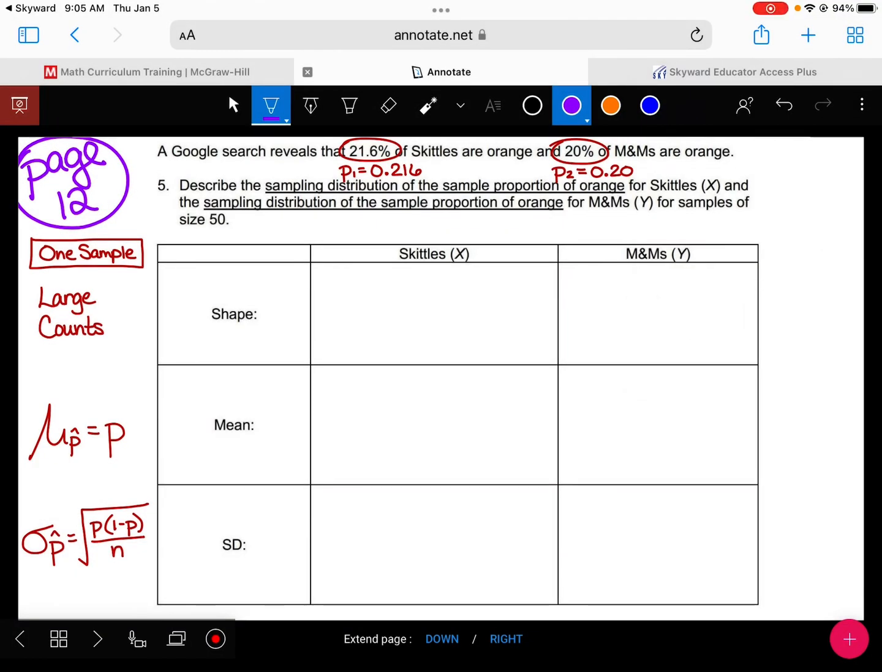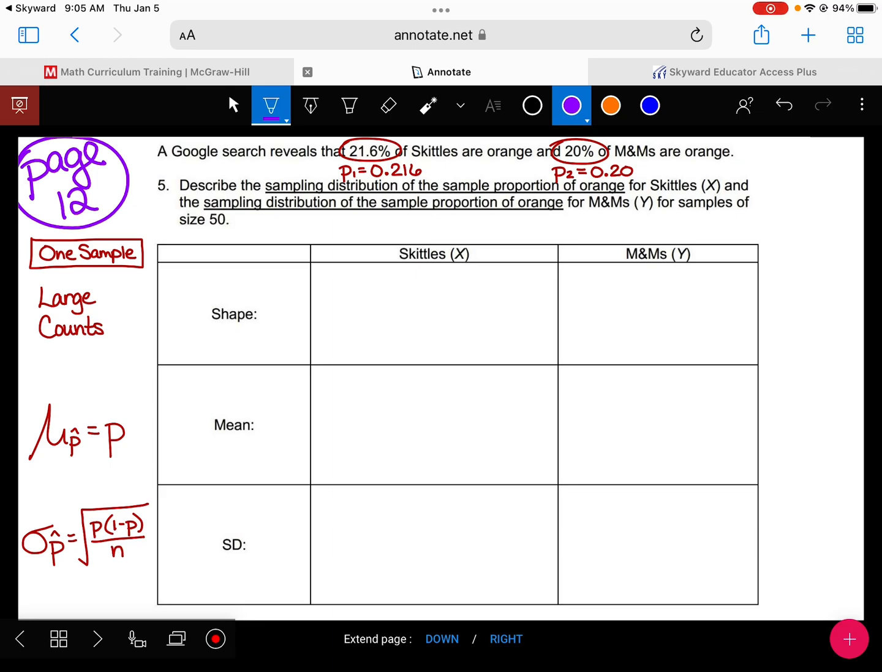The shape for Skittles is approximately normal because when I do n times p, I get what? 10.8, which is greater than or equal to 10, so we're good. And when I do n times 1 minus p, we get what? 39.2, greater than or equal to 10. So Skittles is approximately normal.